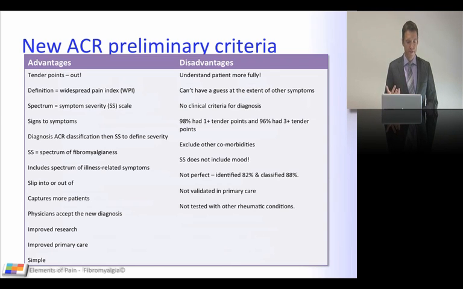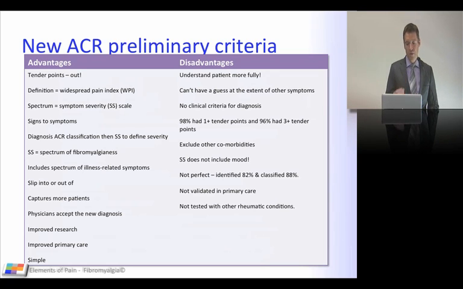They bring about a new definition. They define the widespread pain index. They bring about a new spectrum, and this is the thing about the new criteria. It gives you a spectrum of fibromyalgia. It focuses us away from the signs and focuses us onto the symptoms of this illness.